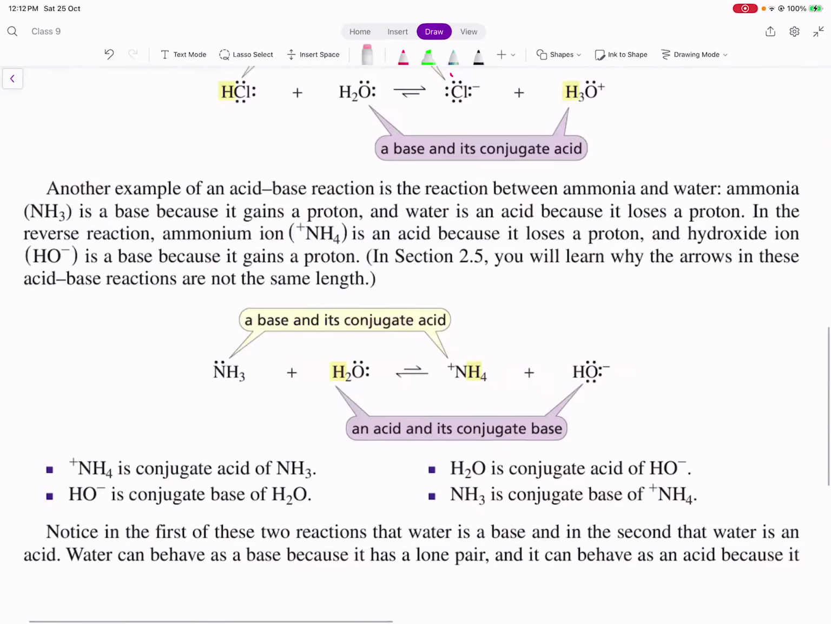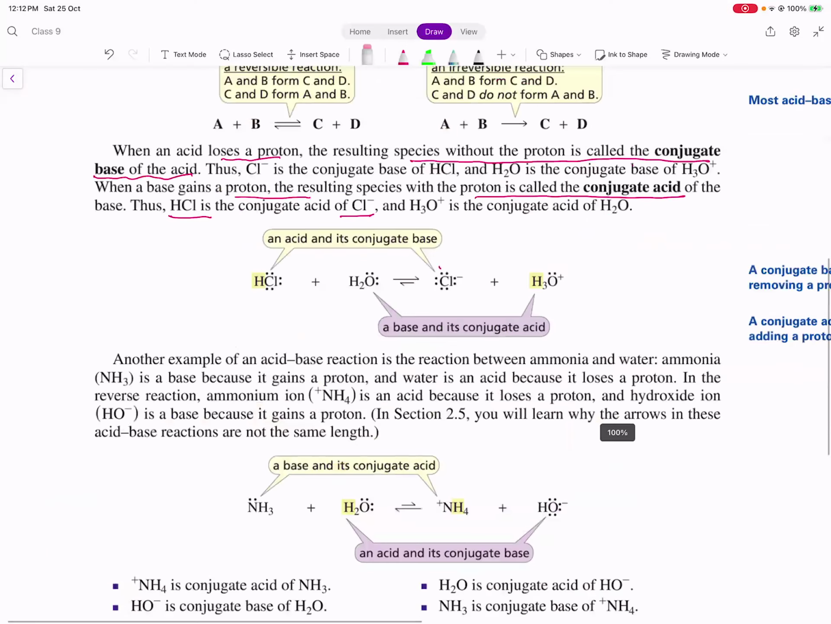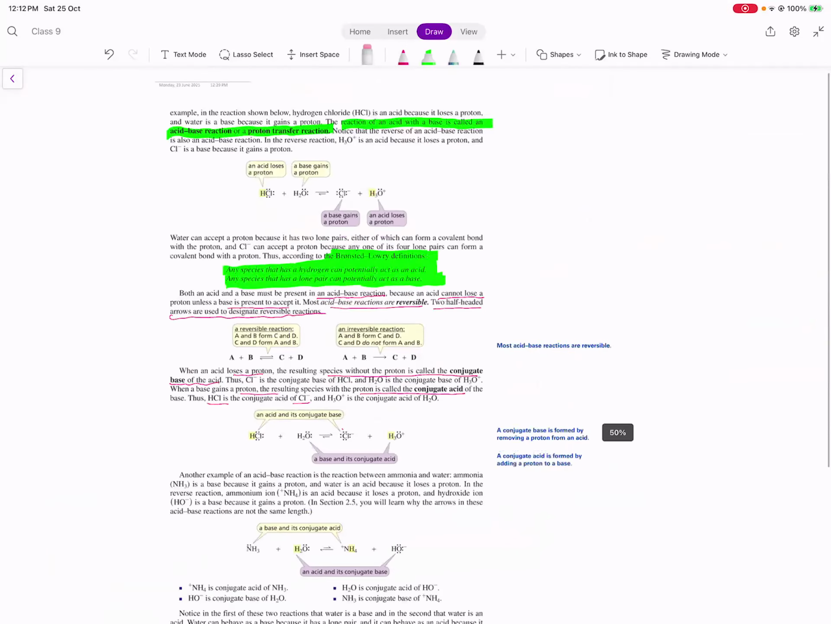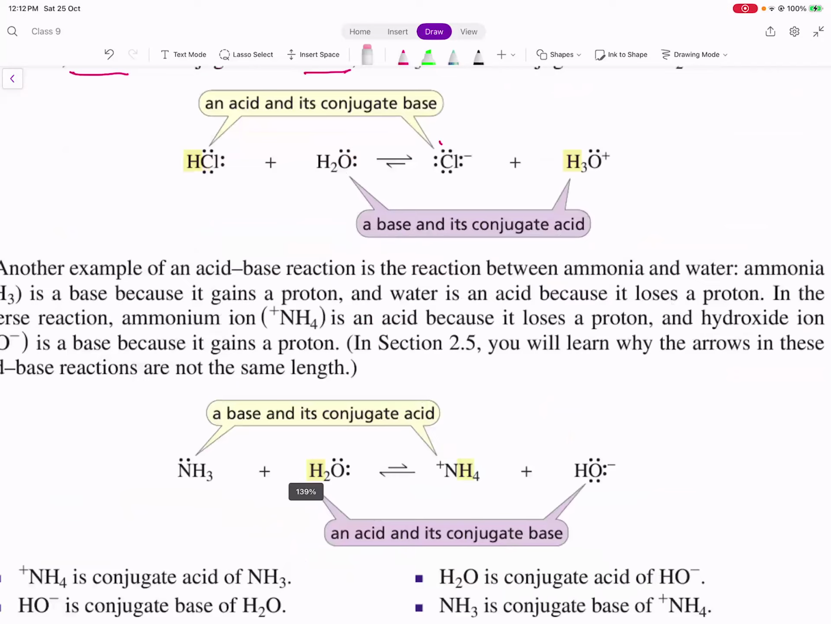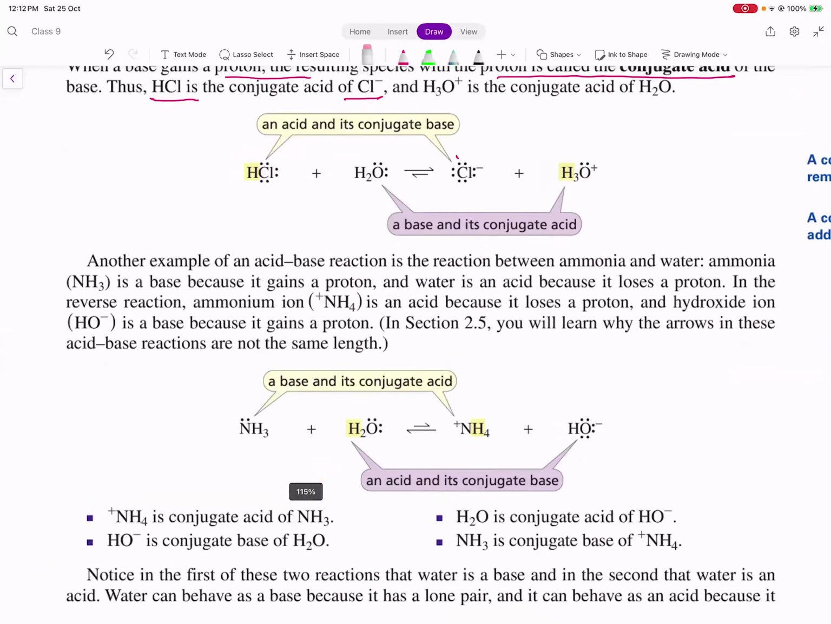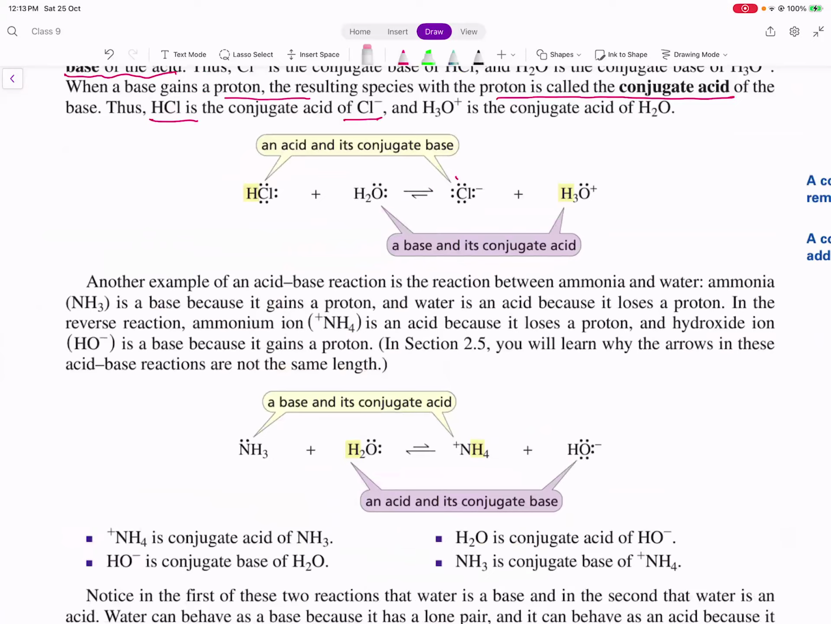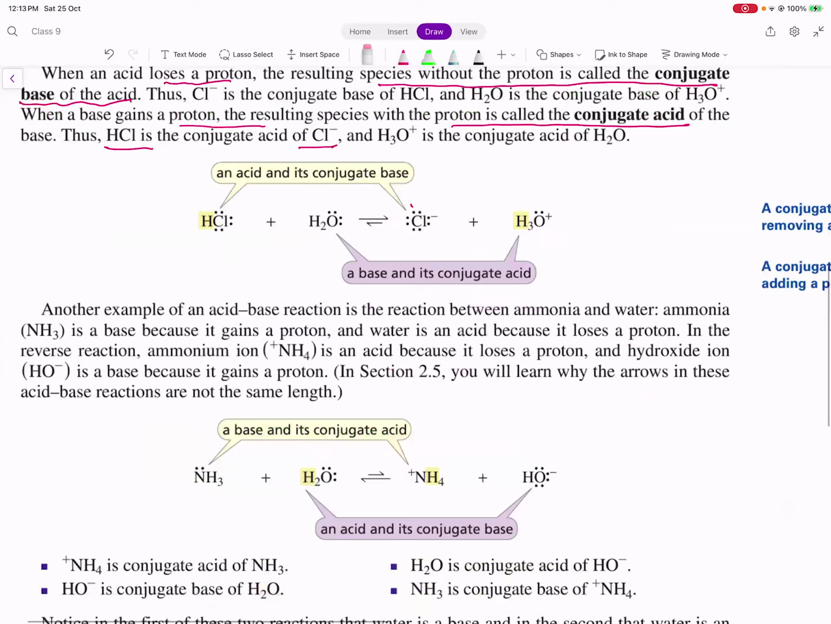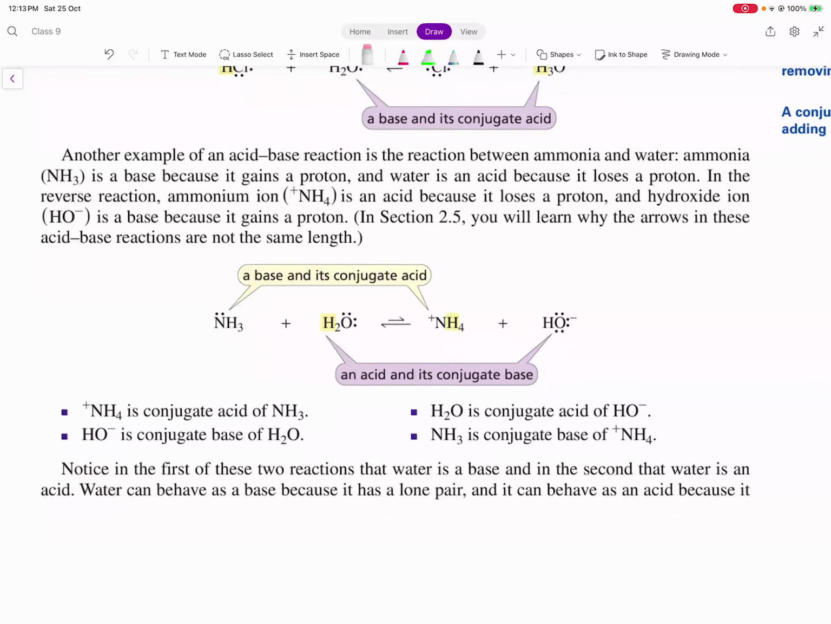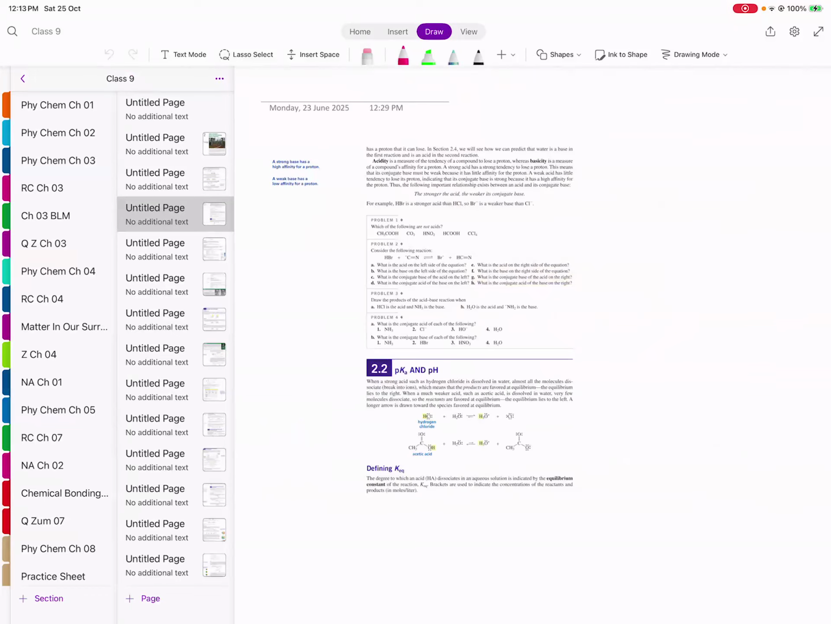Now you can see that so far, in whatever reactions we were discussing, H2O was acting as a base. Only in the last reaction has it acted as an acid. Because water can behave as a base because it has a lone pair, and it can behave as an acid because it has H to donate also. Clear?